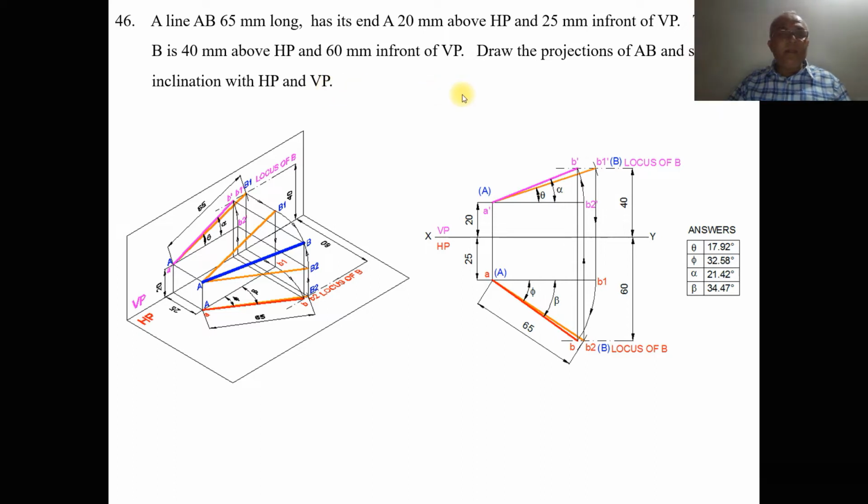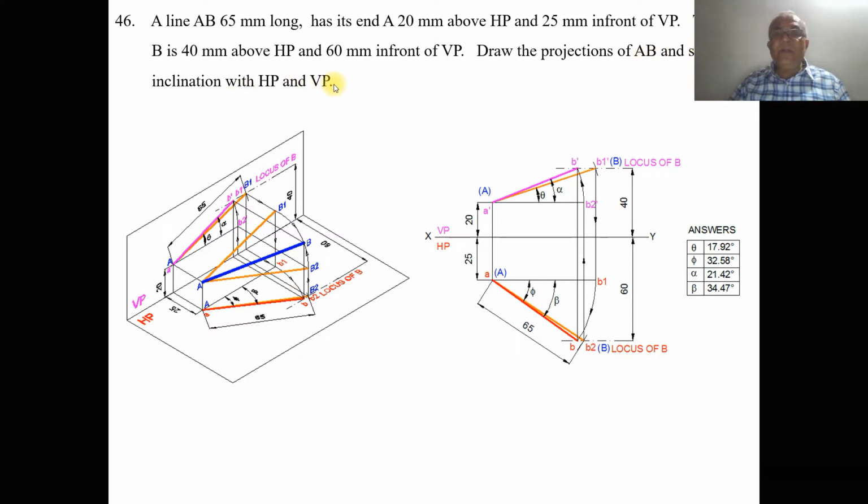This is exactly the similar way of doing this problem, except that the dimensions have been changed. Here, he has given a line AB 65 mm long, so that means he has given the true length, has its end A 20 mm above HP and 25 mm in front of VP. So he has given the position of end A, and the end B is 40 mm above HP and 60 mm in front of VP. So he has given the locus of B also, both in the front view as well as in the top view. Draw the projections of AB and show its inclinations with HP and VP.